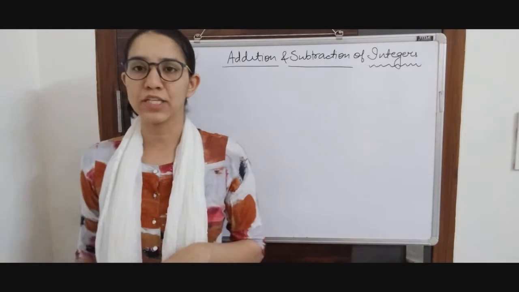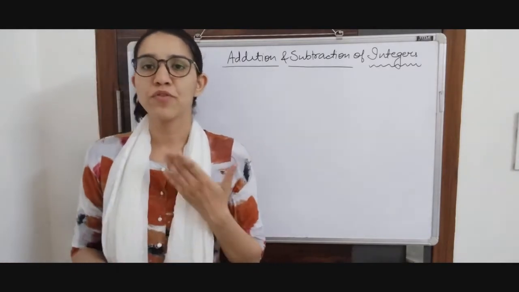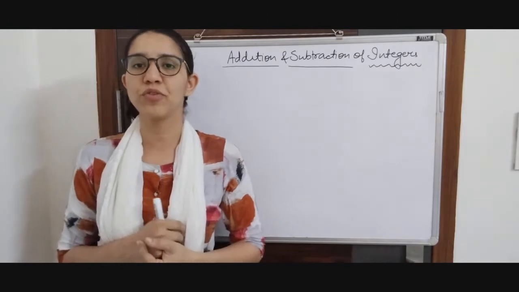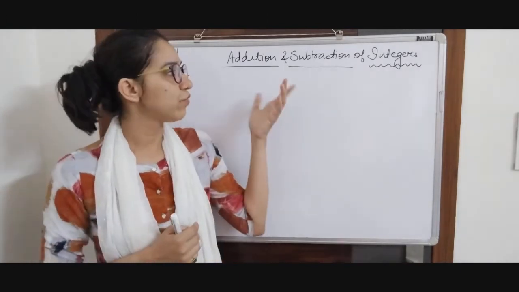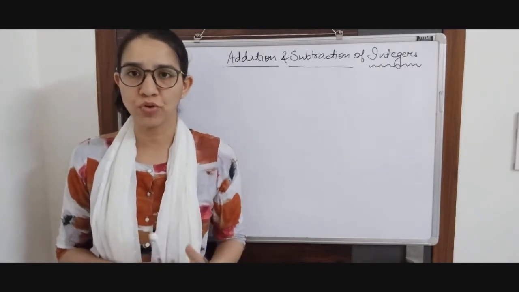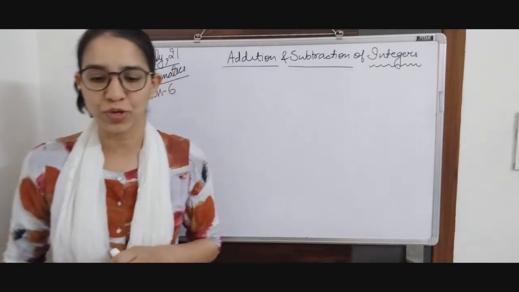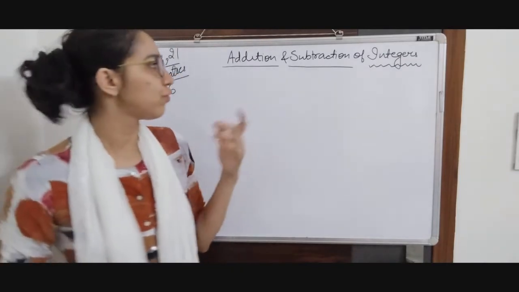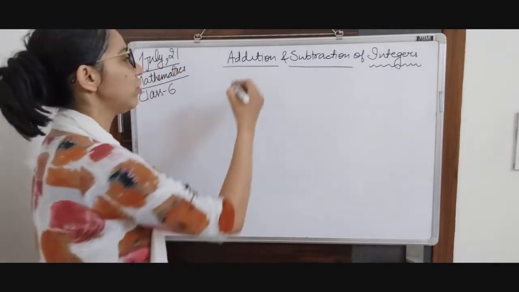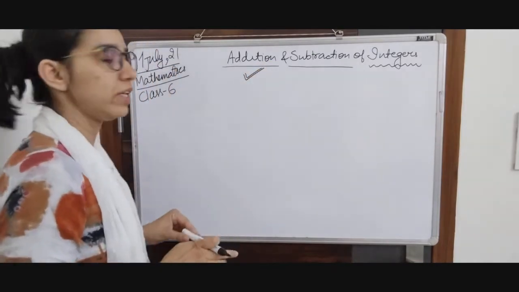So now in this class we are going to talk about addition and subtraction of integers. We will do some rules which we are going to follow when we are performing addition and subtraction. After that we will do some questions related to it, and then we will move to exercise 6.2 and 6.3. So first we are going to do addition of integers.